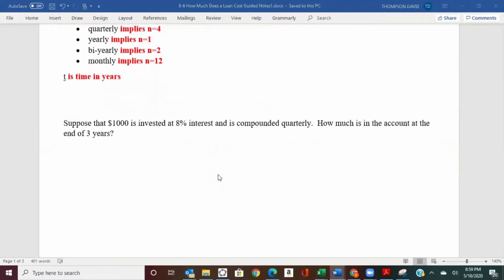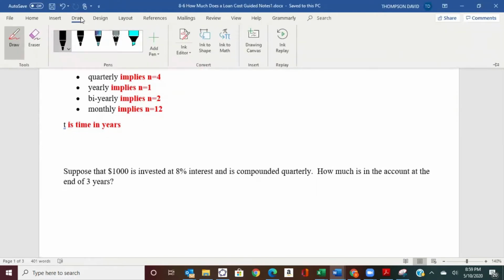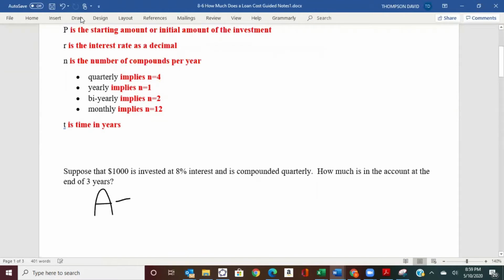Suppose $1,000 is invested at 8% interest and is compounded annually. How much is the account at the end of 3 years? So we need to use our compound interest formula. Recall it is in the form A equals P times (1 plus r over n) to the n times t.